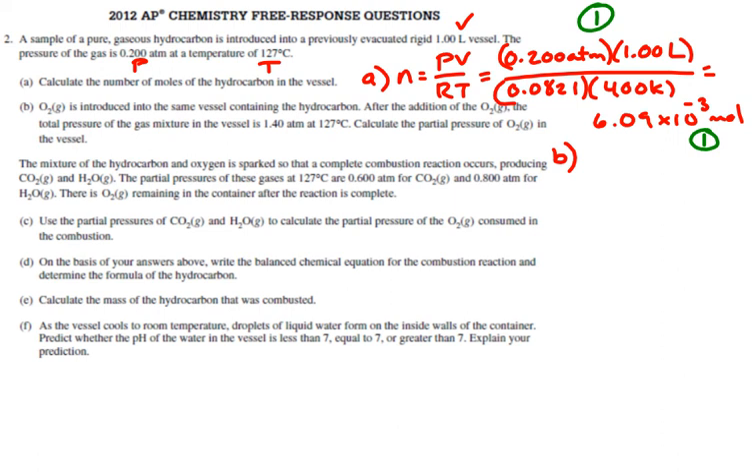You don't know which one. So if you always just do 3, you'll be safe. And I know it's only worth 1 point, but it's 1 point I don't want to lose if I were doing it. B, O2 is introduced to the same vessel containing the hydrocarbon.